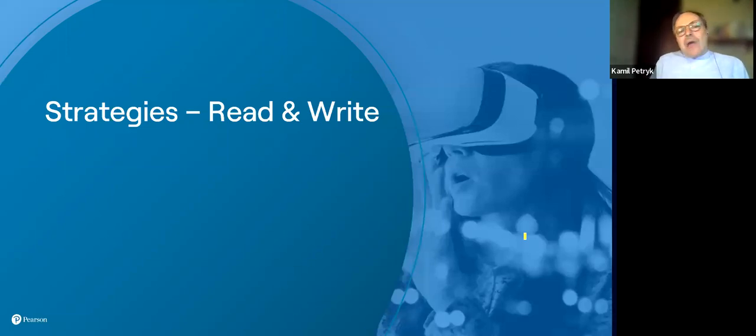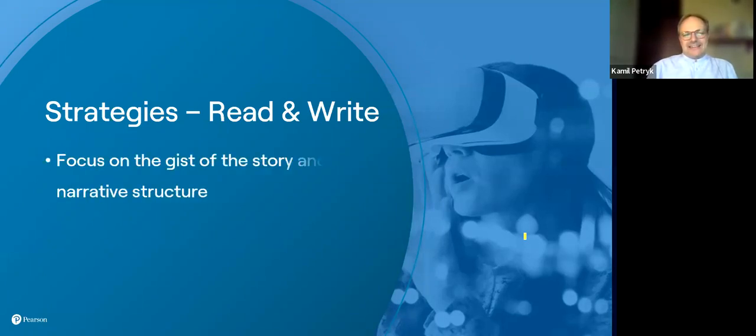So what about the strategies for the read and then write task in the computer-based test? Well, you talked a little bit about it last time, that it's important to focus on the gist of the story, on the narrative structure. So to grasp the idea of the whole story, what's the beginning, what's the middle, what's the end of the story in the original text. It's very important to grasp that before they start writing their own text. That is, as a matter of fact, a summary of this given story.